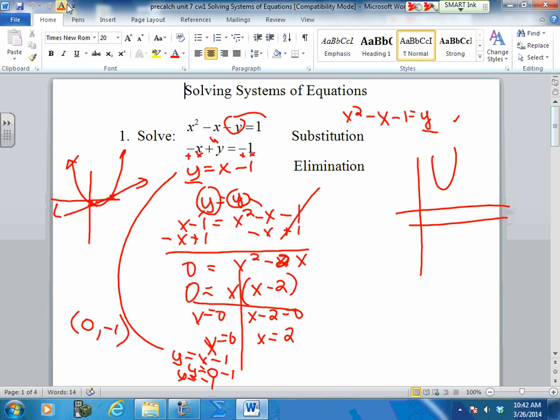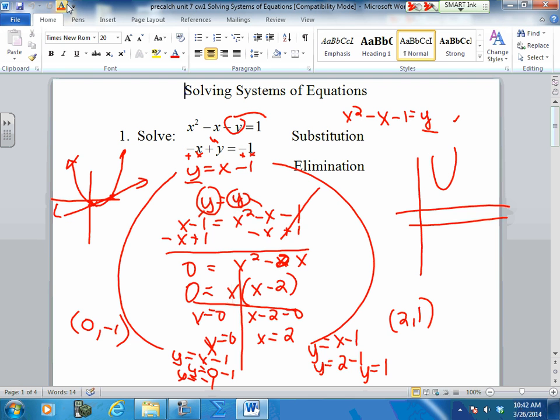Then we do the same for this guy. And we substitute in this too. So y is equal to 1. So here's your other solution. And we saw on your graph that you had 2 solutions.